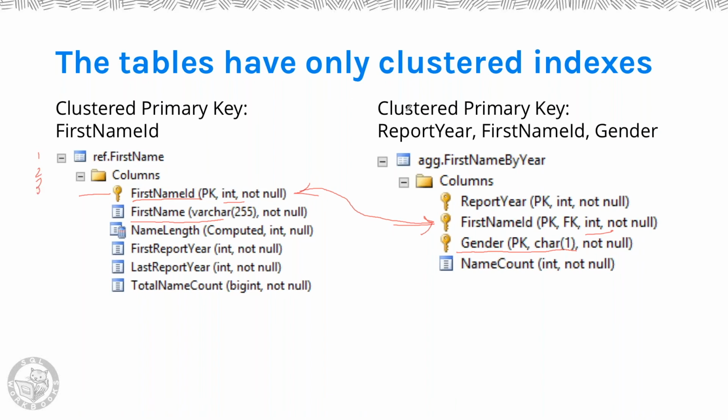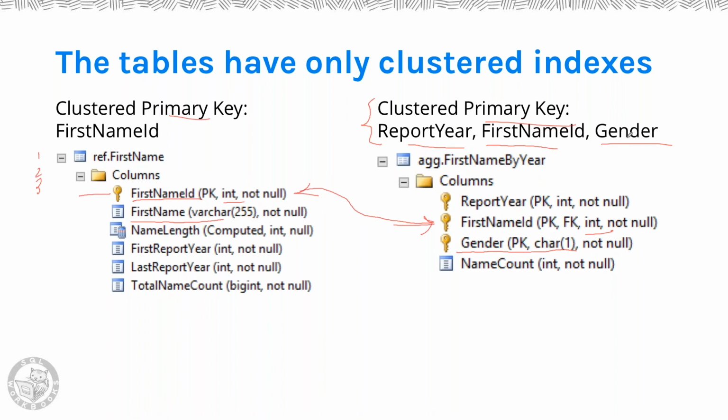We have a more interesting key on ag.firstnamebyyear. We have a clustered primary key on, and this is the order it's in. It is ordered first on report year, then on first name ID, and then on gender. So this is a composite clustered primary key. Because it is clustered, the data itself is ordered by these three columns. And the fact that it's a primary key means there's a business rule that says for each combo of report year, first name ID and gender, there can only be one unique combination of those values.